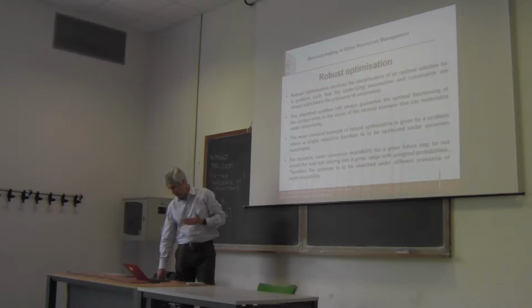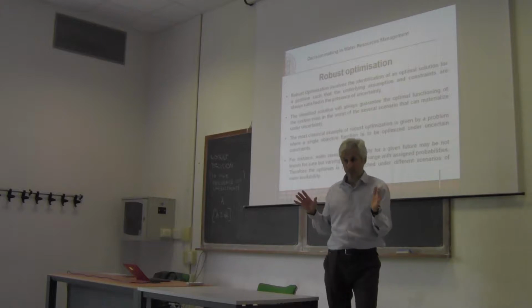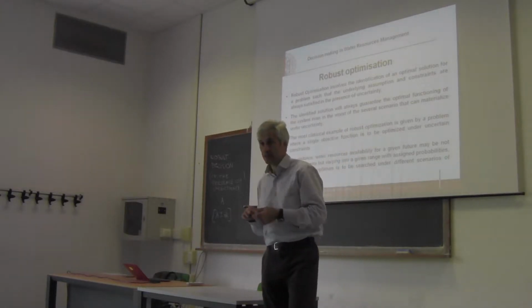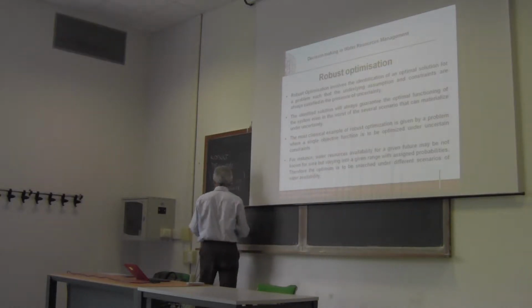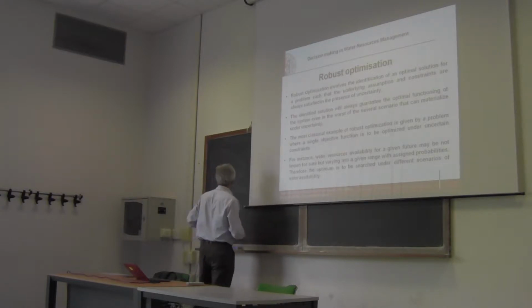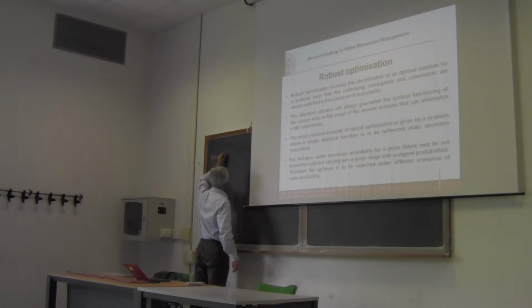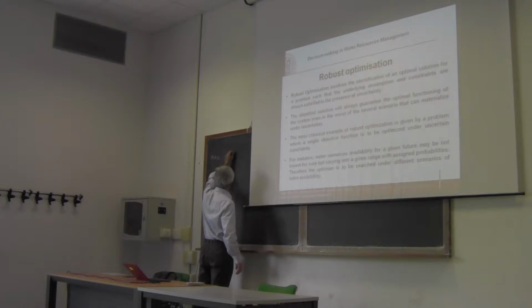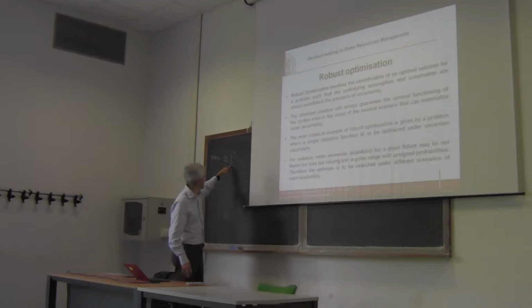Okay, robust optimization, it's very simple. We know what optimization is. We have to find the best parameter, and what we did in optimization is to find, for instance, the max of the sum of squares. Epsilon is the error of the model, so we found this max.